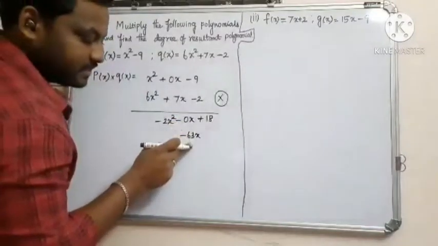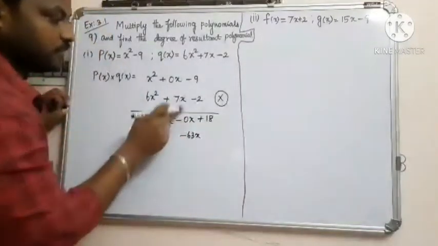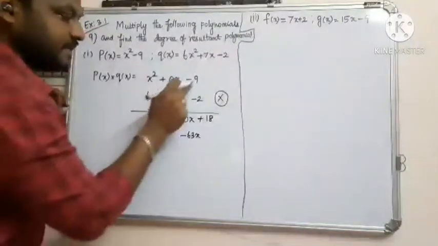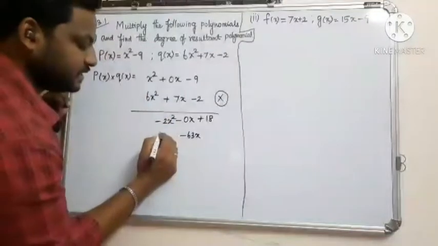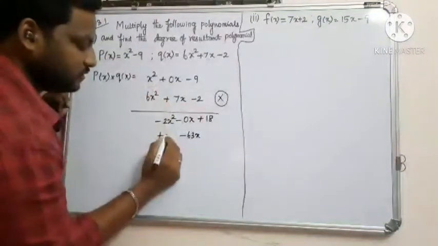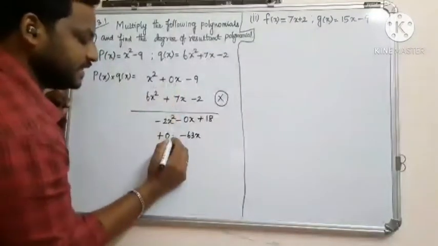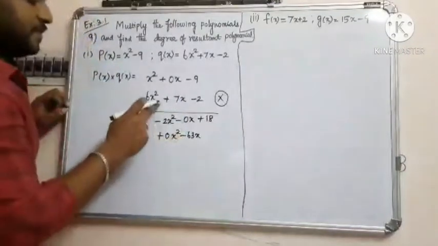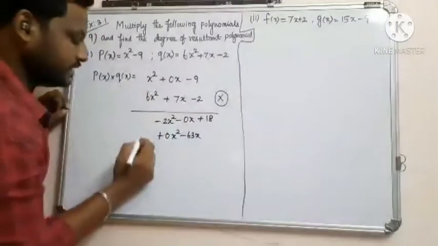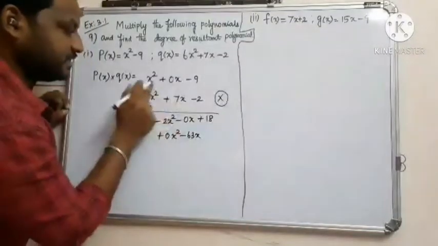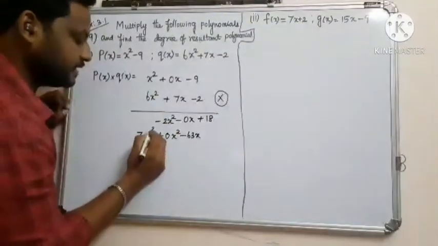You have to write the x term under the x term only. So minus, plus into minus minus, 7 9s are 63 into x, 63x. Plus into plus plus, 7 into 0 is 0, x into x is x square. Also plus into plus plus, 7 into 1 is 7, x into x square is x cube.